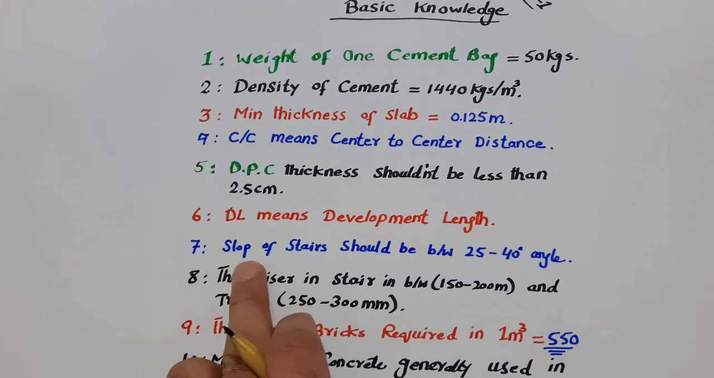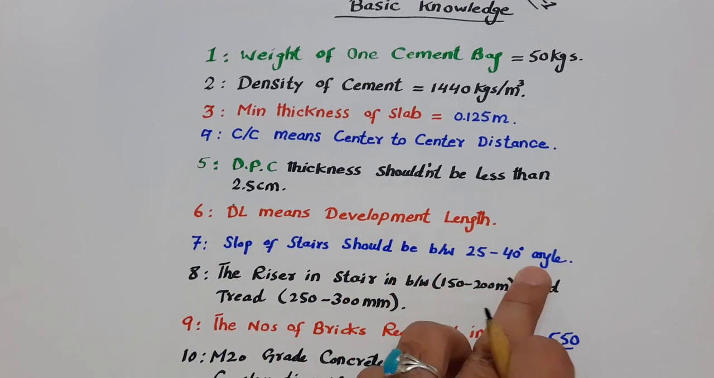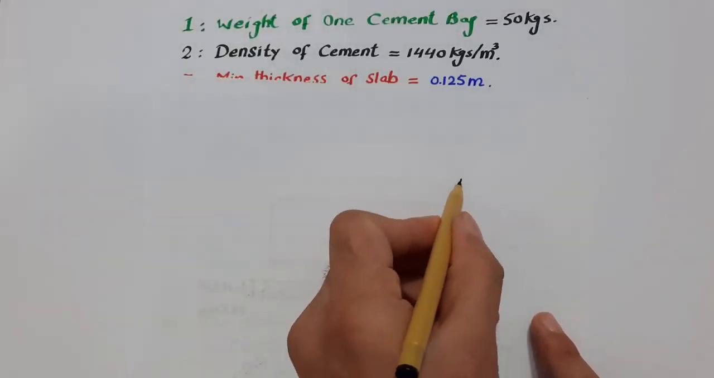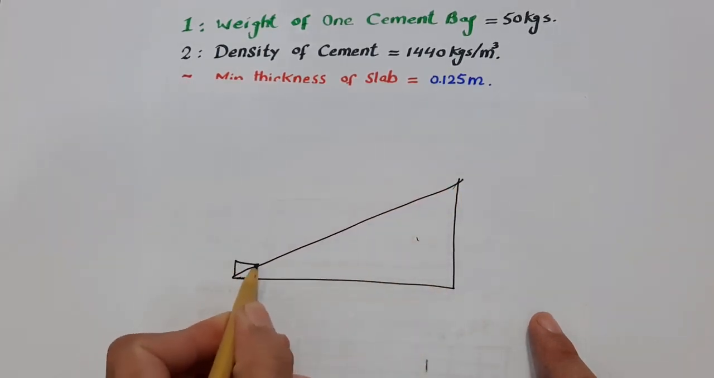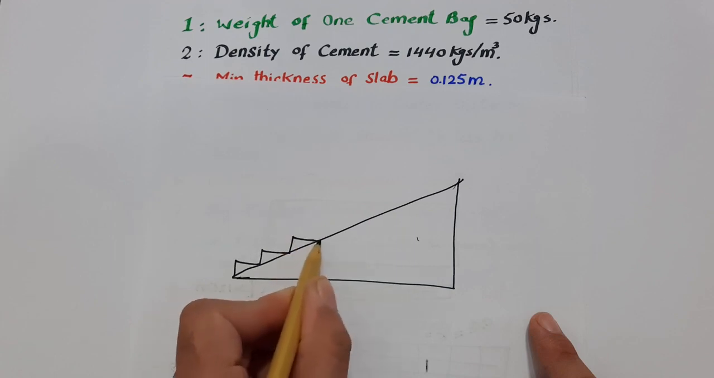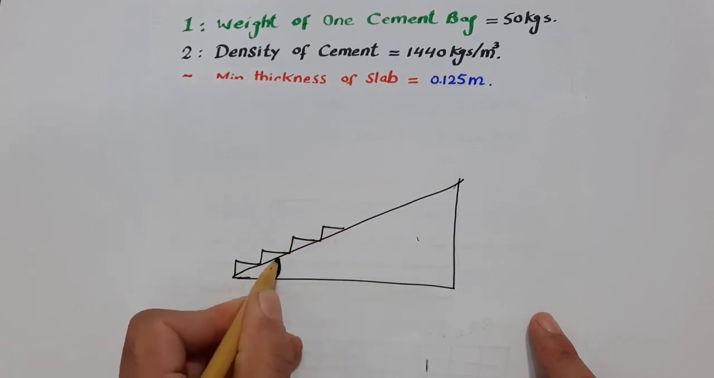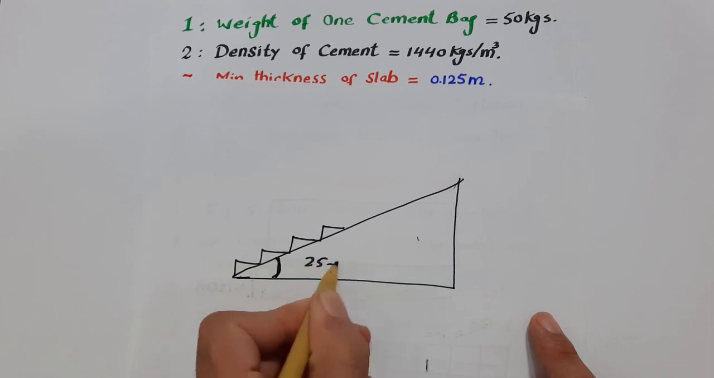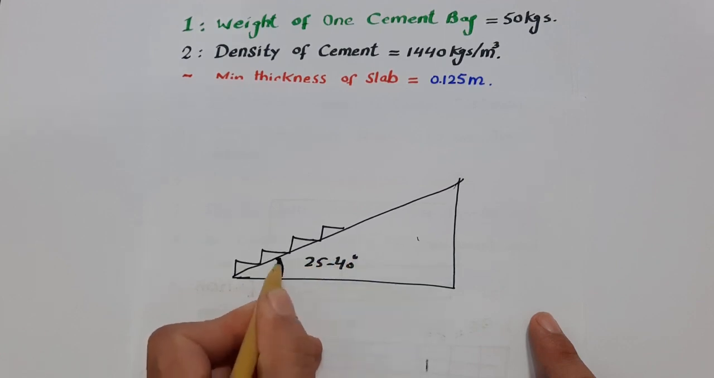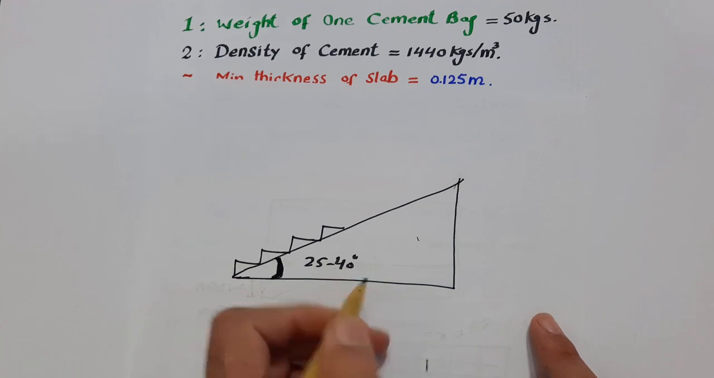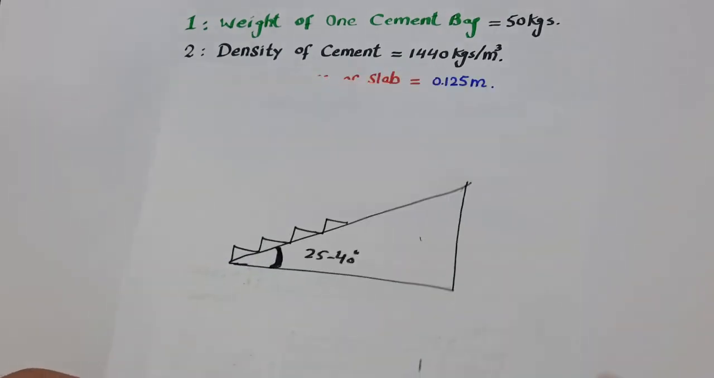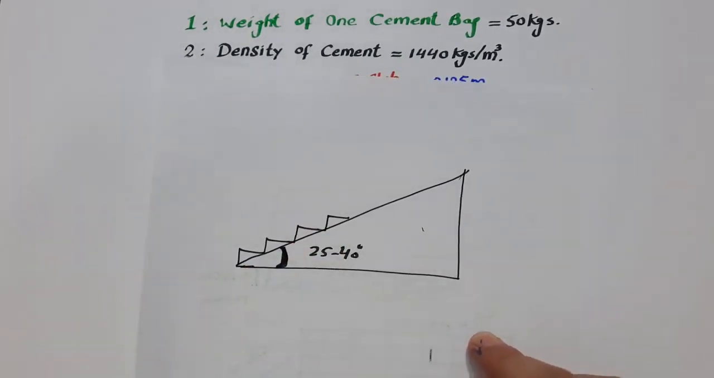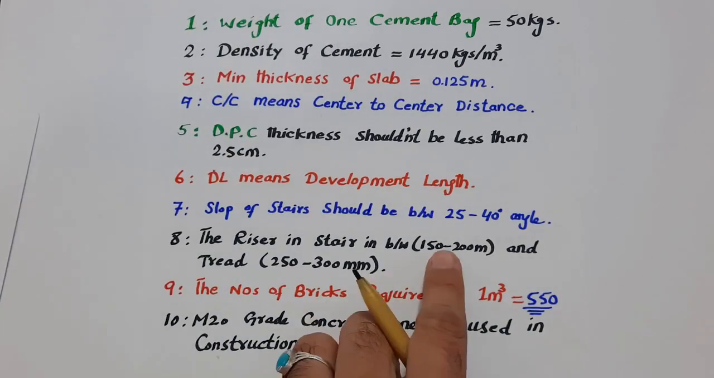The seventh one is the slope of stair, which should be between 25 to 40 degrees. What does it mean? You can see this is a wall, this is a stair, and these are steps. This angle should be between 25 to 40 degrees. It should not be more than 40 degrees, otherwise people will face more problems when using these stairs.